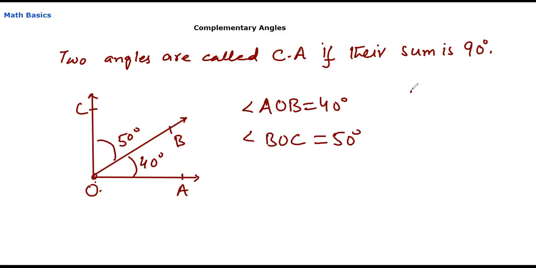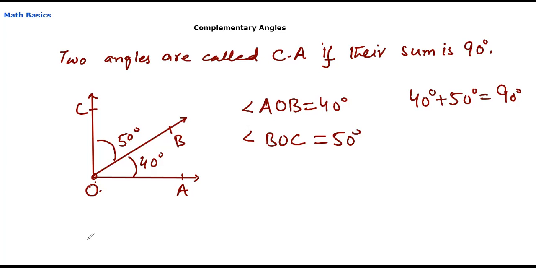So if we add them, 40 degrees plus 50 degrees equals 90. Their sum is 90, so they are called complementary angles. This pair may be adjacent and maybe not adjacent. In this case, these two angles are adjacent angles. So this is a complementary adjacent pair because they have a common endpoint and a common arm. And this angle AOB is a complement of angle BOC, while angle BOC is called the complement of angle AOB.